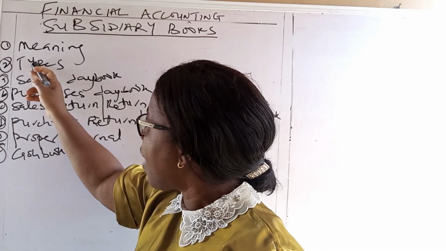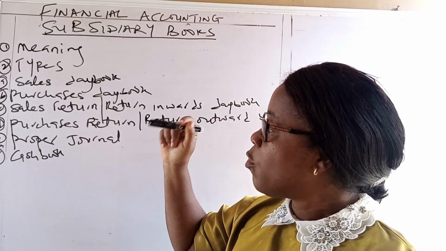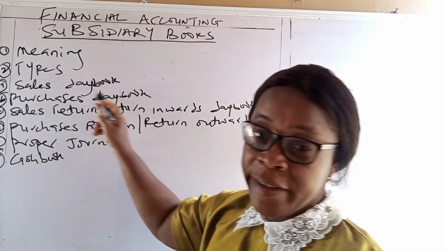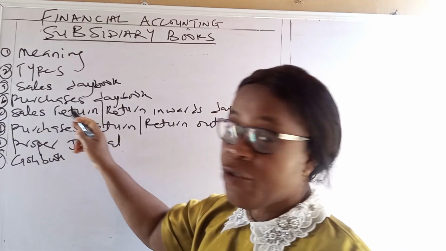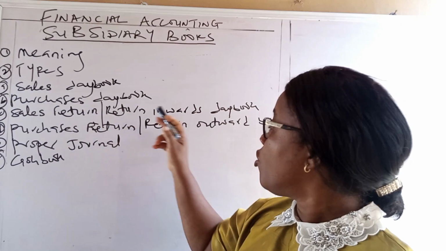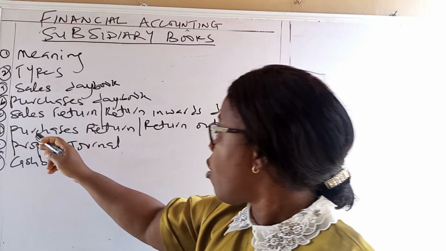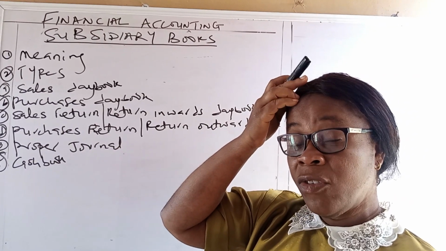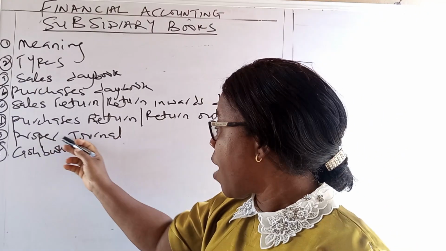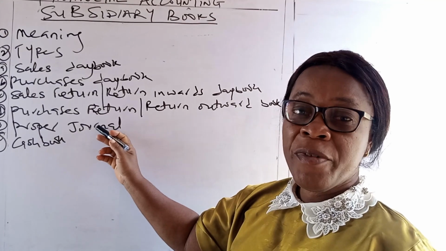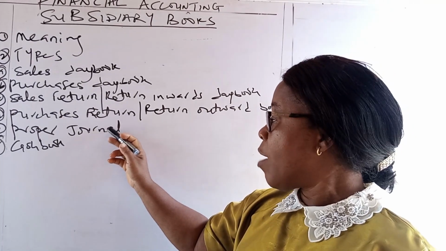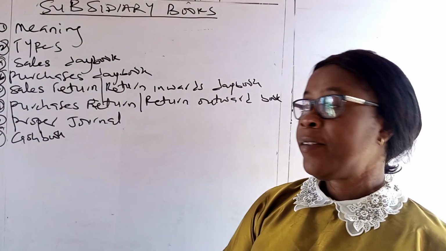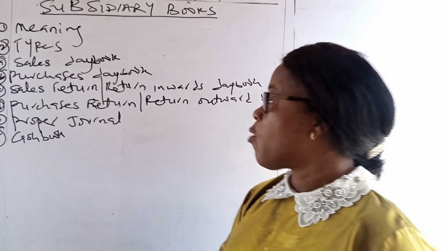Now let's look at the types of subsidiary books of accounts. We have sales day book, purchase day book, sales return, otherwise known as return invoice day book, purchases return, otherwise known as return outwards day book. Then proper journal, also called principal journal or journal proper. And also we have cash book as a subsidiary book of accounts.